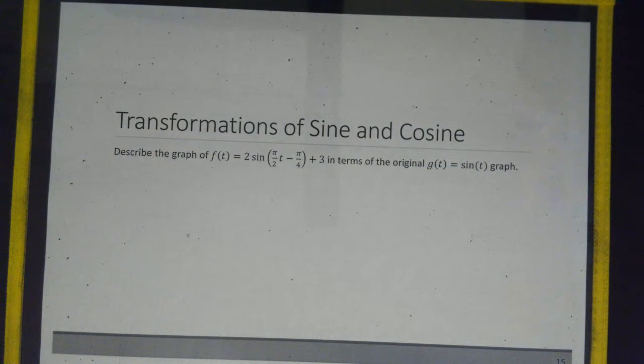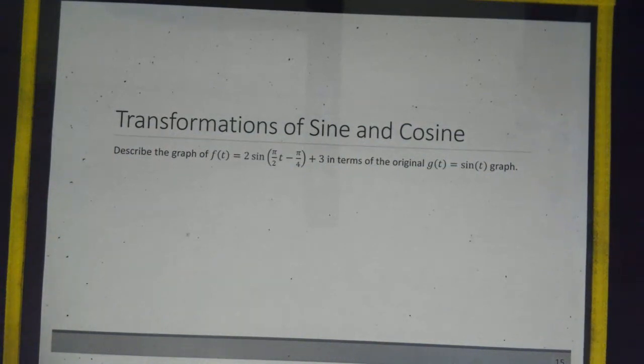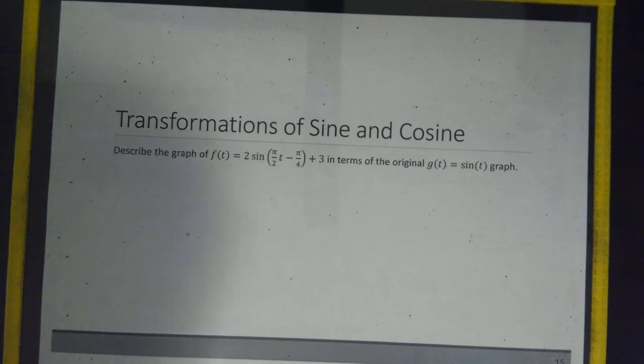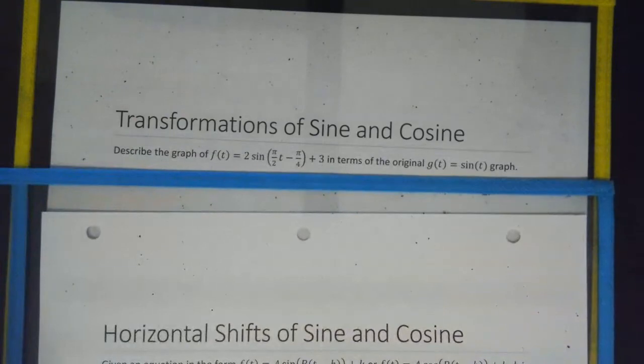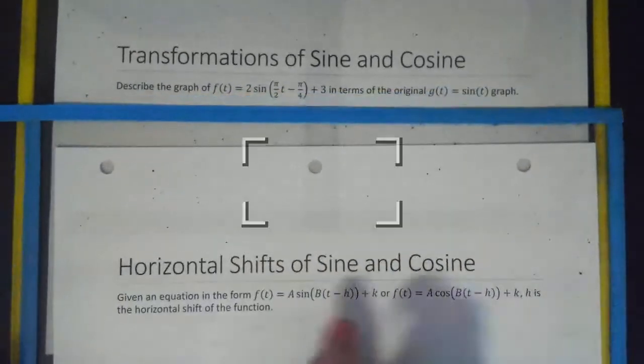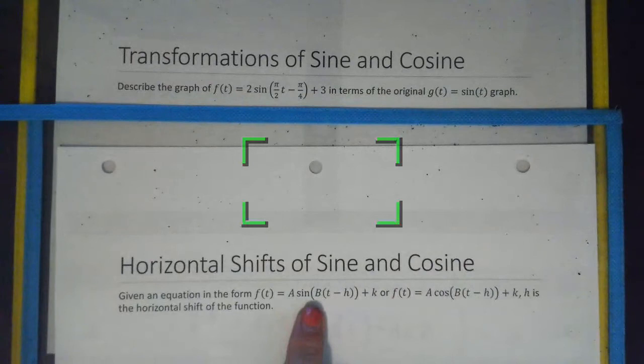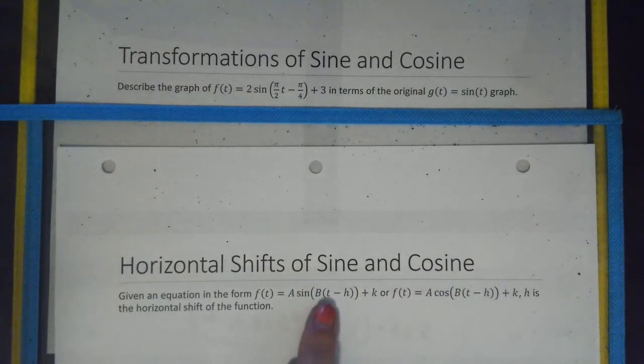So we are going to describe the graph of f of t equals 2 times the sine of pi over 2 t minus pi over 4, plus 3, in terms of the original g of t equals sine of t graph. Something I need to point out is that in this form where we had the horizontal shift, the b value was factored out. That is important. If there is a value in front of t, you need to factor it out front.